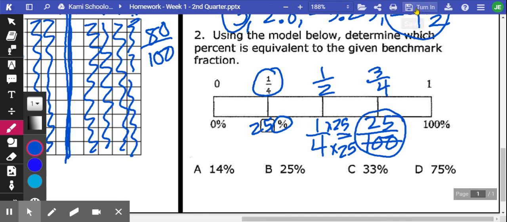So make sure you click turn in, and then wait for the second blue button for submit, and let's get that turned in.